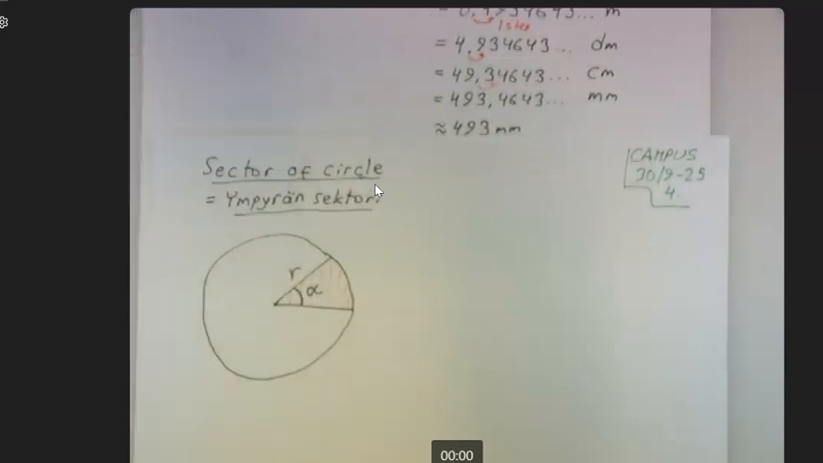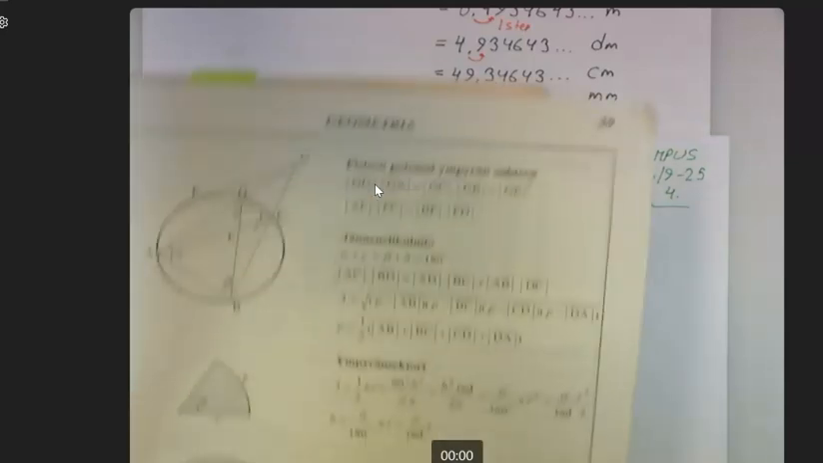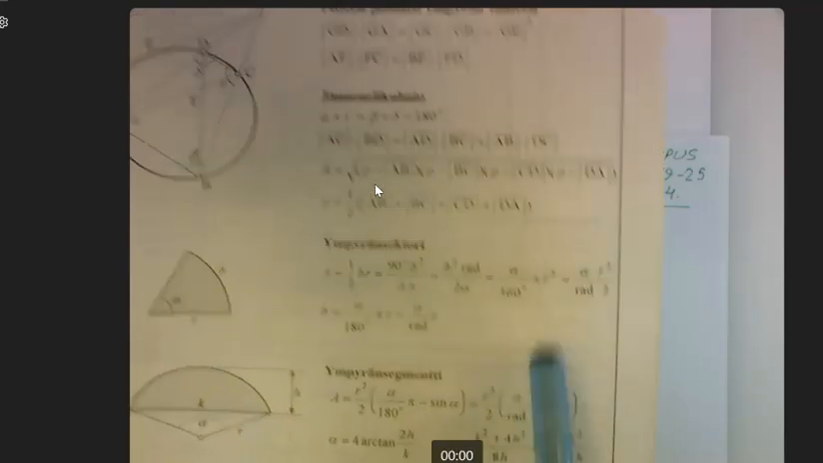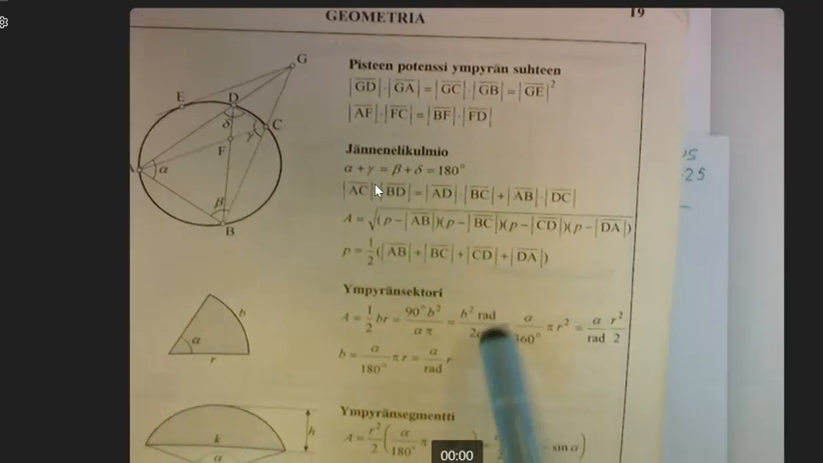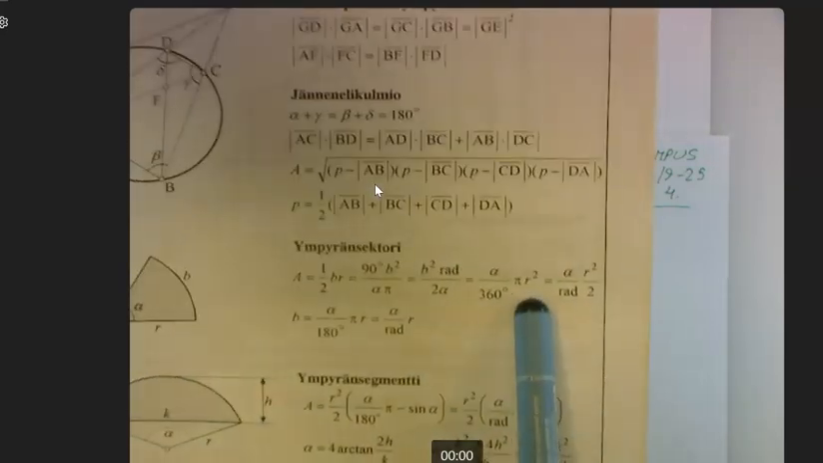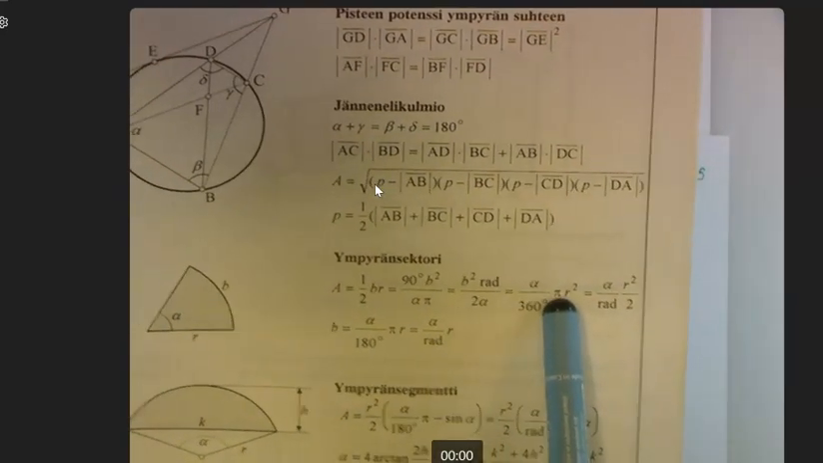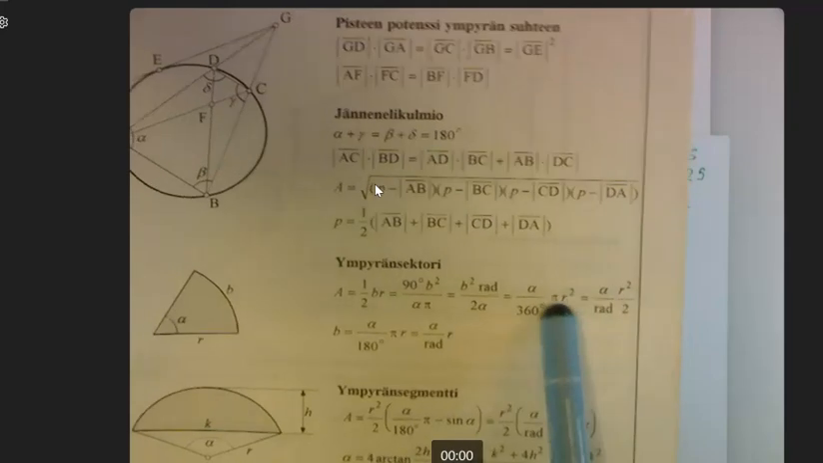So the area of this kind of figure or sector of circle, it is quite easy to understand the formula for that. I think in this formula book it is written in many forms, but I think this is most easy to understand this formula, because there is the formula of the area for the circle here, pi r squared.